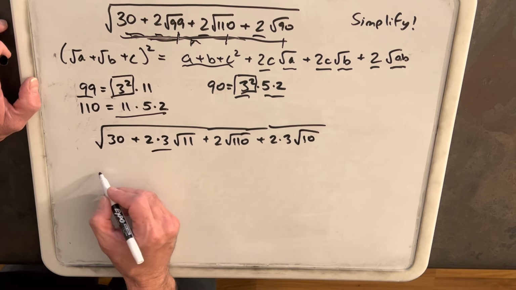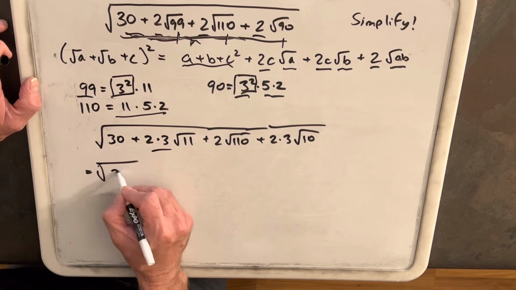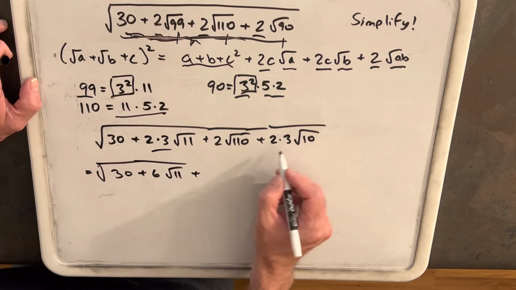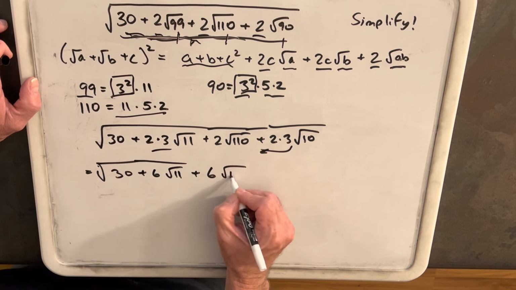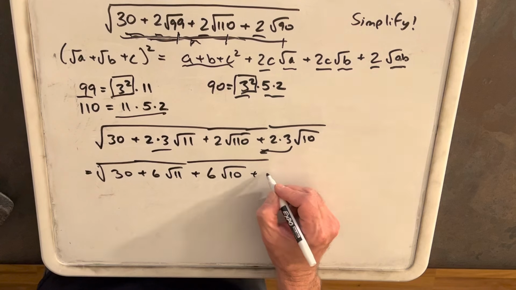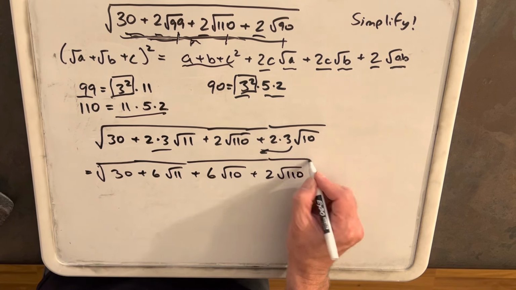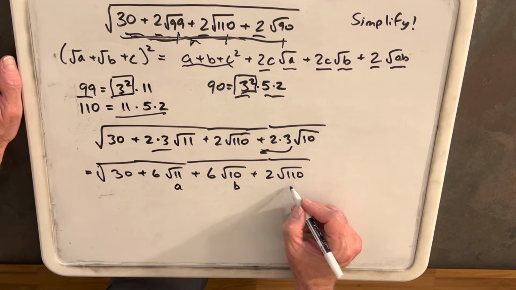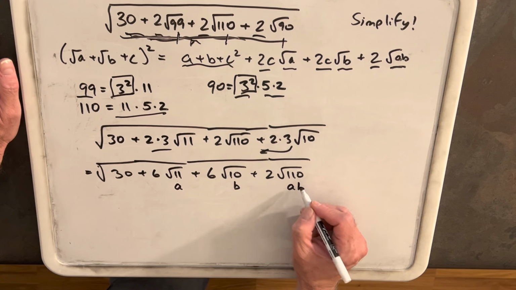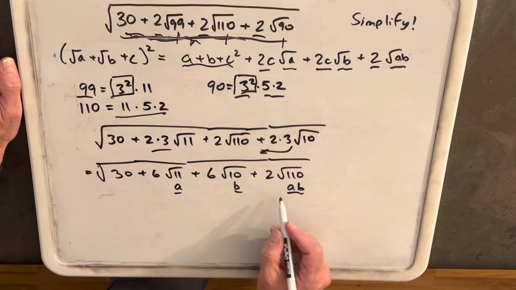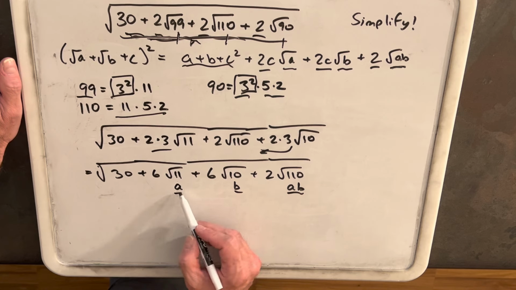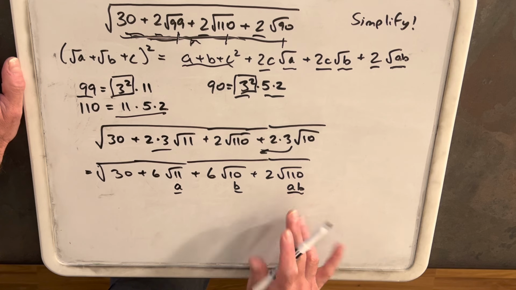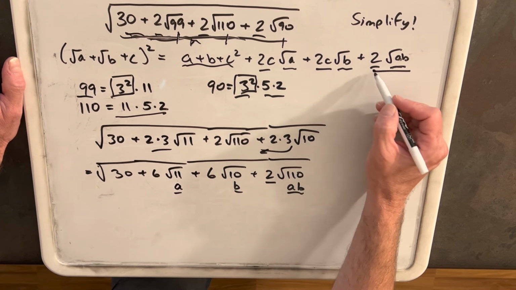And then let's just simplify that. We're going to have the square root of 30 plus 6 square root of 11 plus, I'm going to actually move this one over, 6 times the square root of 10 plus 2 square root of 110. And now notice if we said A is 11, B is 10, then 11 times 10 is 110. So this can be our AB. And so that part, our radicals are actually making sense, where we're multiplying 2 of them to get the third one. We also have our 2 in front of the AB term, so that's good.